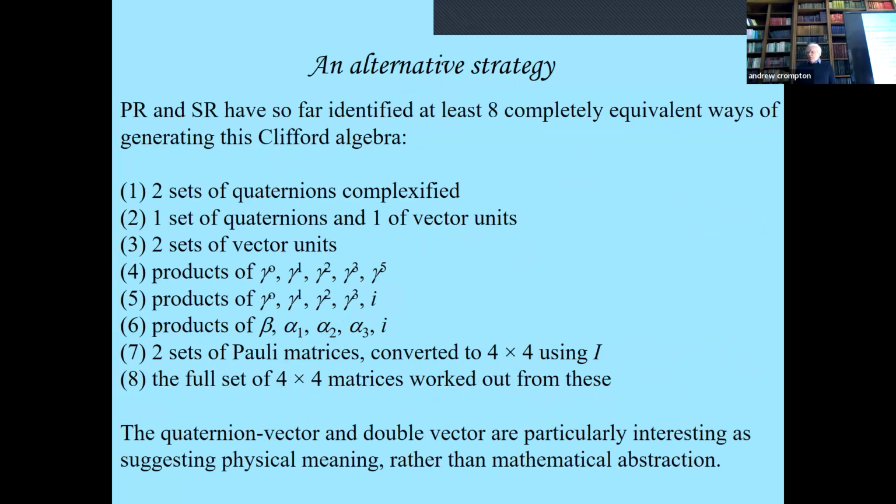Now with Sydney, I've done a paper in which we do eight equivalent ways of generating the algebra. And we've mentioned the first three already. And then you can have all the products of gamma to gamma 5. You can have all the products to gamma 3, and then just use i instead of gamma 5. You can have the products of beta and alpha and i, and two sets of Pauli matrices. I mentioned that one. And you can have the full set of 4x4 matrices. And we've done all of those, worked them all out, all 64 terms, and shown how they match each other totally. But the first two are particularly interesting because these suggest physical meaning. These aren't just a mathematical operation, there's physical meaning to this.